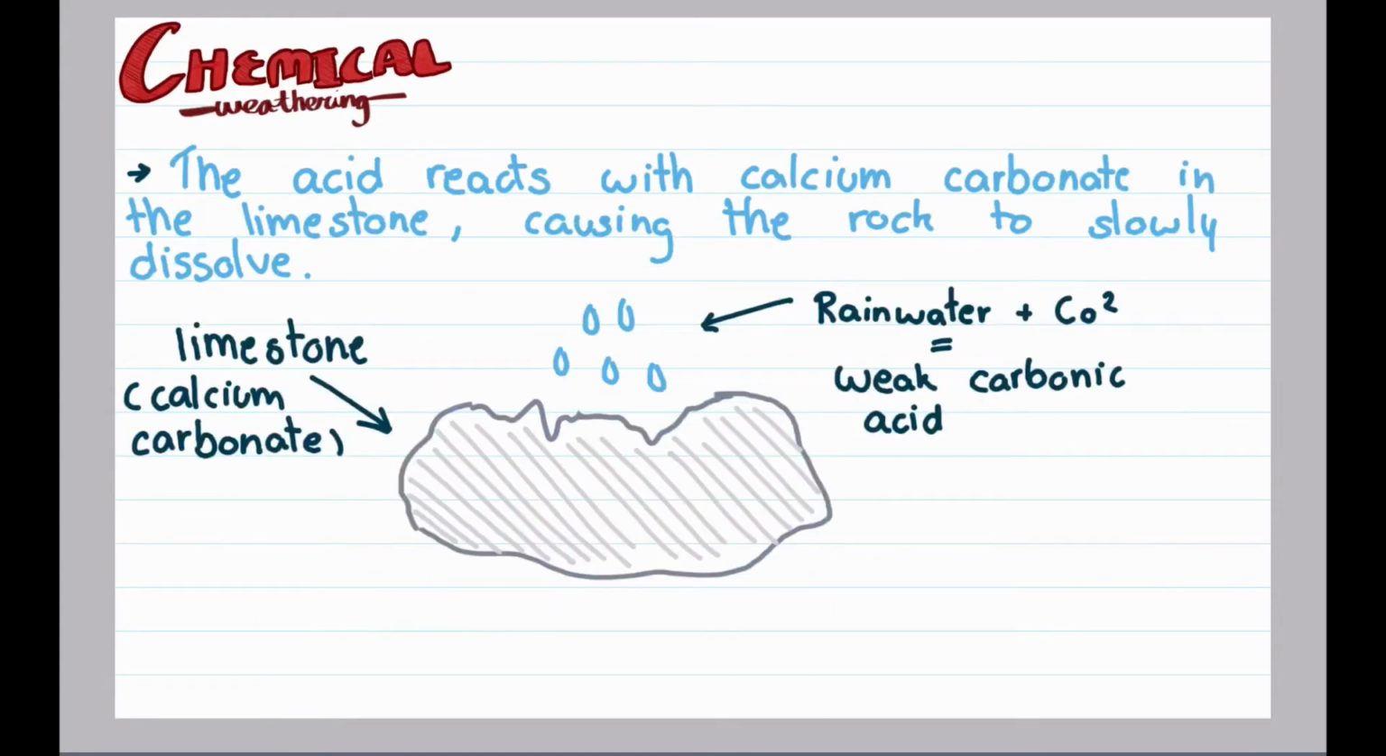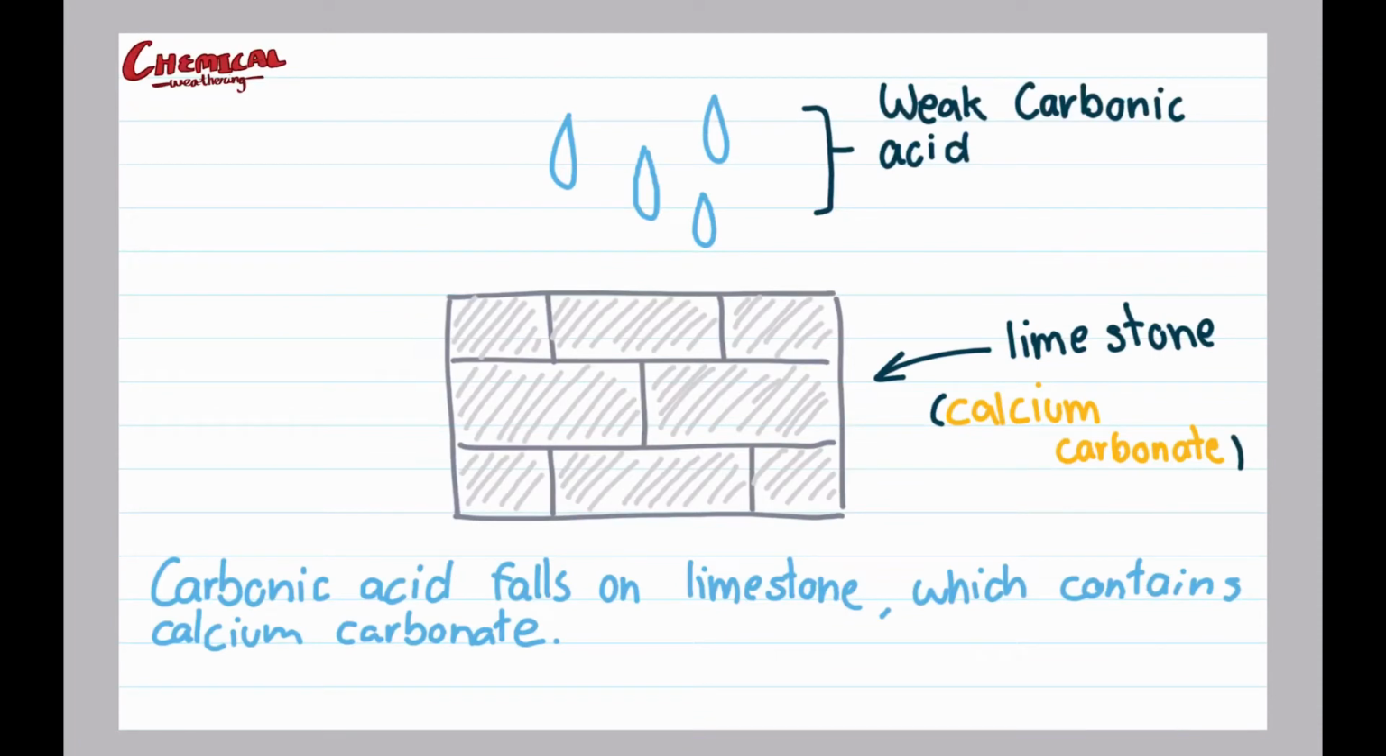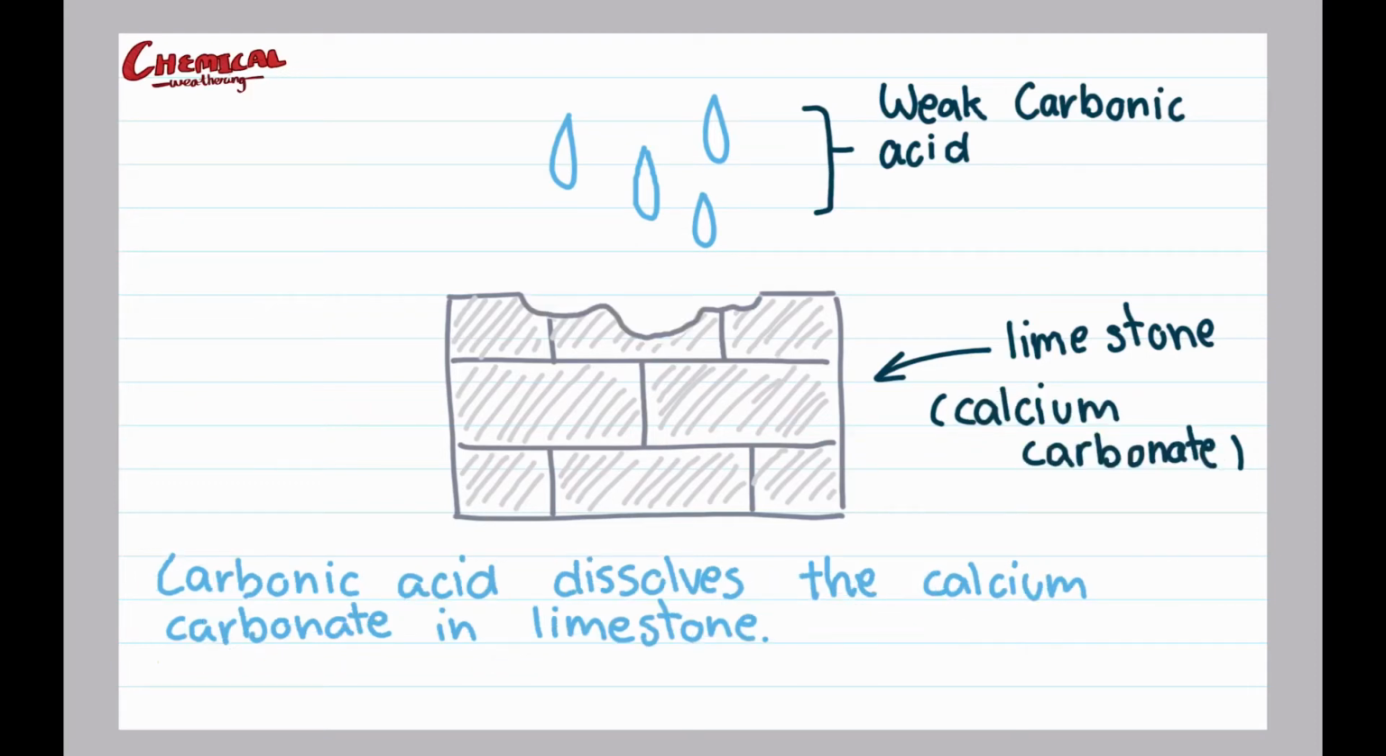The acid reacts with calcium carbonate in the limestone, causing the rock to slowly dissolve. Carbonic acid falls on limestone, which contains calcium carbonate. Carbonic acid dissolves the calcium carbonate in limestone.